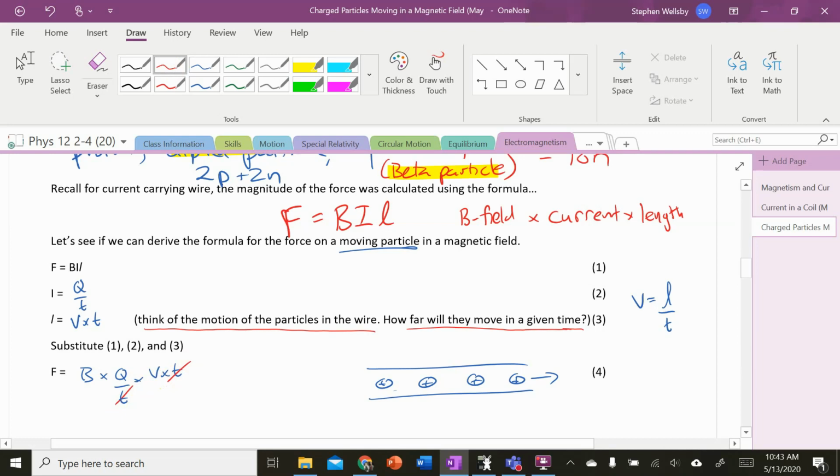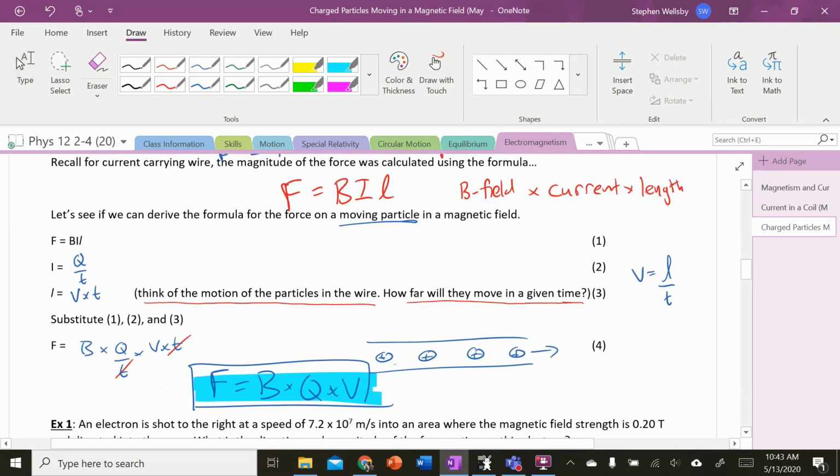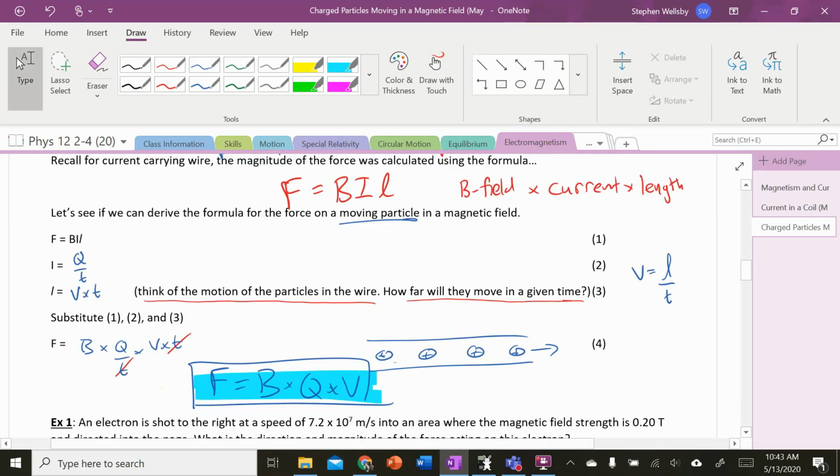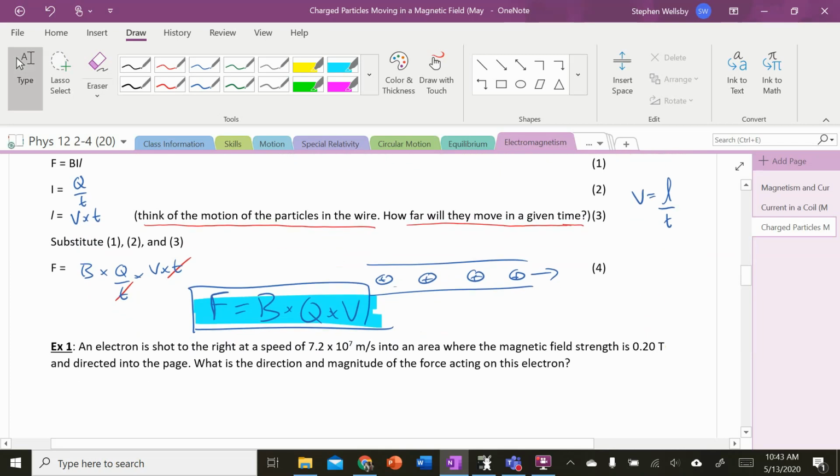You'll notice that these t's are going to cancel out, and so we're left with our new formula for the force acting on a charged particle in a magnetic field, which is this formula here. So this is our new formula for force acting on a moving charged particle in a magnetic field.